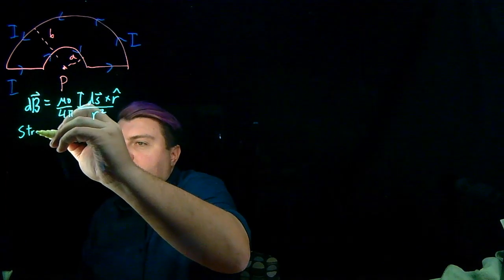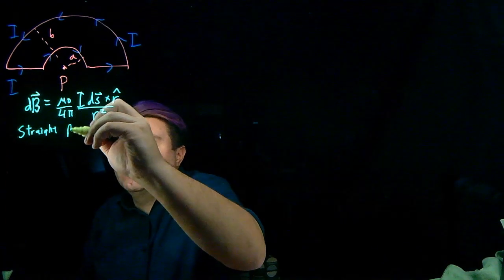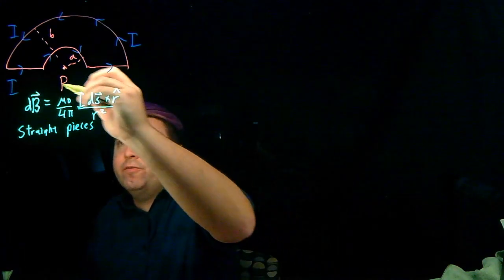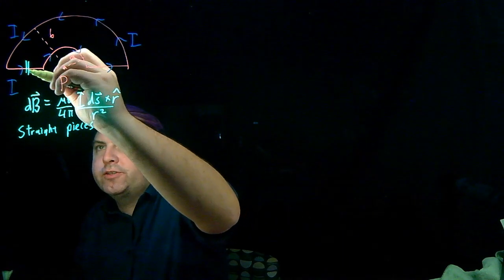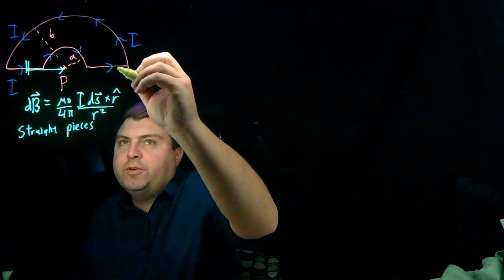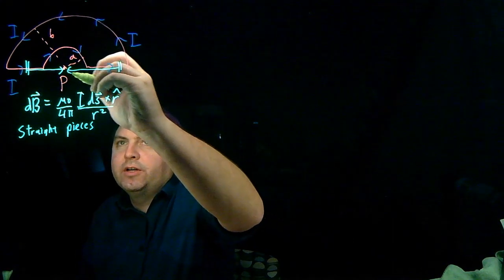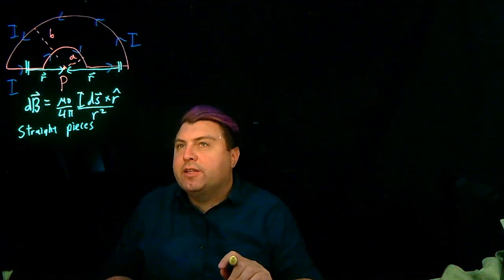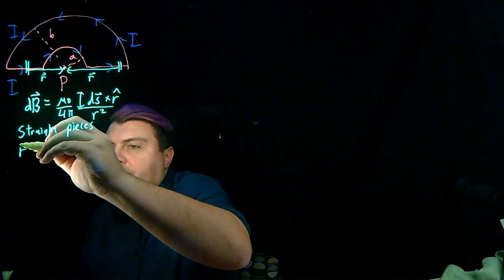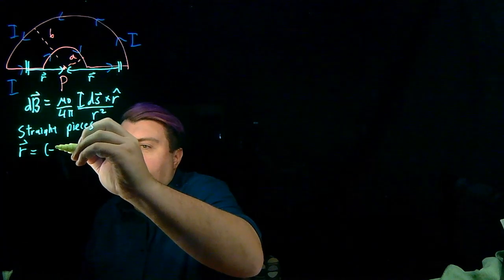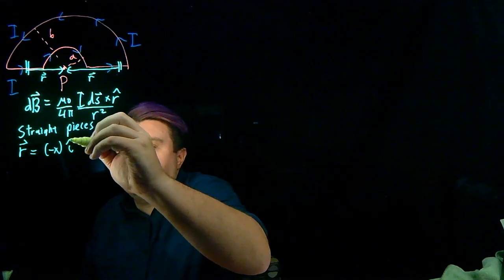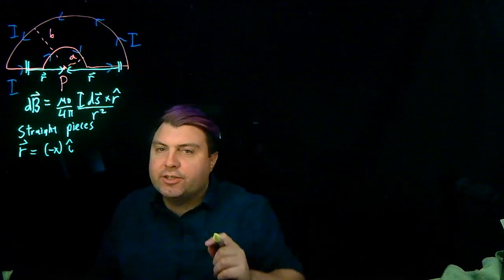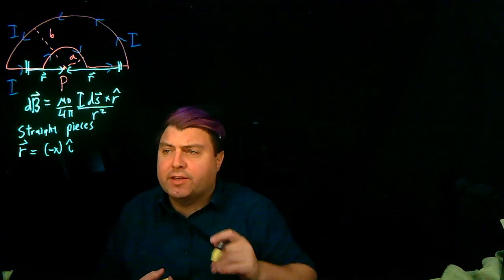For our straight pieces, we get a nice little thing. If we look at a little section from here and the vector to P, or a little section from here and the vector to P, these being our r vectors, then the r vector for each of these is just going to be negative x in the i hat direction. We either have to go in the positive i hat or negative i hat direction, depending on our value of x.